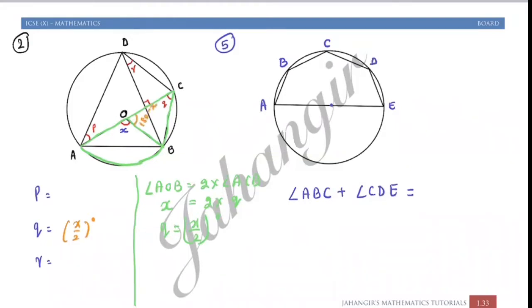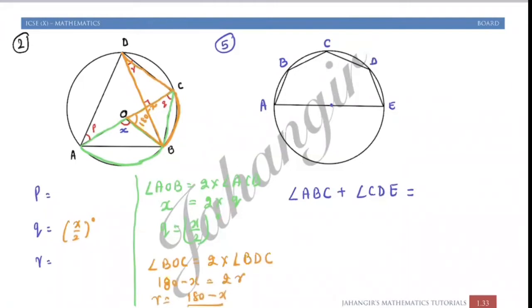Linear pair. Now BOC is formed in arc BC, this arc. So which other angle is formed in that same arc? Angle BDC. So here we can say angle BOC is twice angle BDC. So BOC, which is 180 minus X, is equal to 2 times R. So R is equal to 180 minus X upon 2.